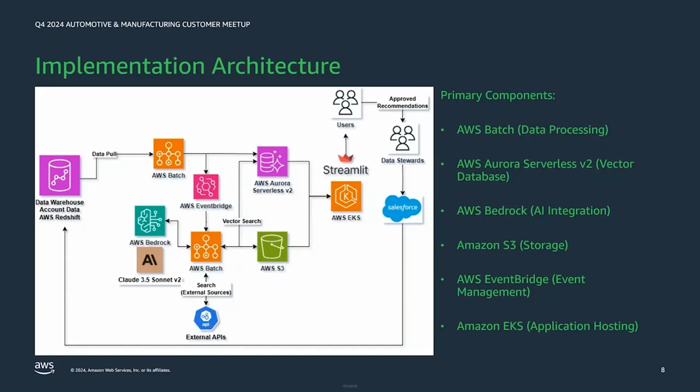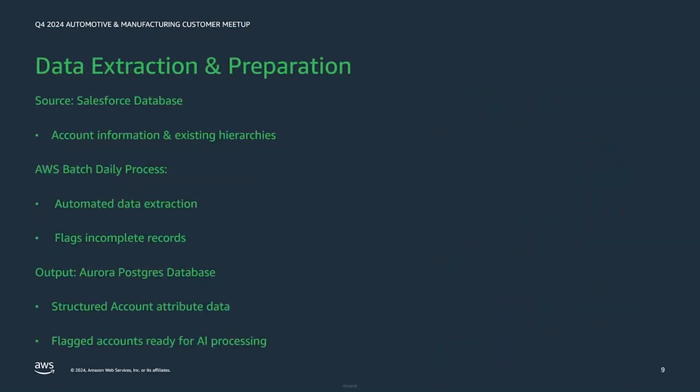I will talk in the next slides about different components within the same architecture. So the starting step is the data extraction and preparation. The data originally comes from a Salesforce database, which has the account information and the existing hierarchies. This is the same database where thousands of accounts flow in daily, and some of them would be orphans that we process.